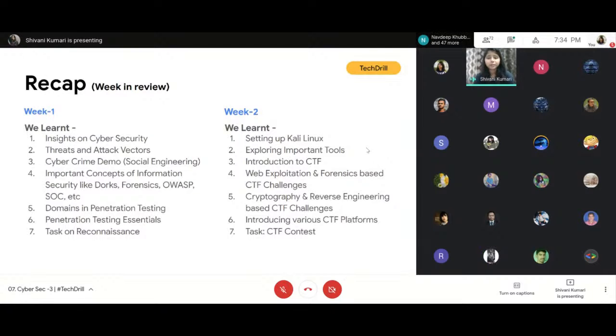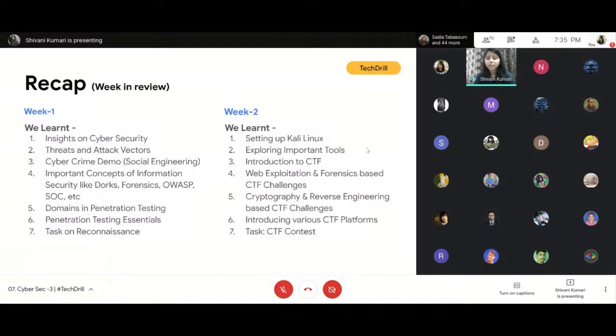So moving forward, we have threats and attack vectors. So we discussed various cyber attack scenarios in the first week, and then we have the cybercrime demo. It was a demo in week one. So I would suggest that those who are new to this week can refer to the week one playlist, so you can understand it in a better way. Then we have important concepts of information security like DoS, forensics, OAS, SOC, etc.